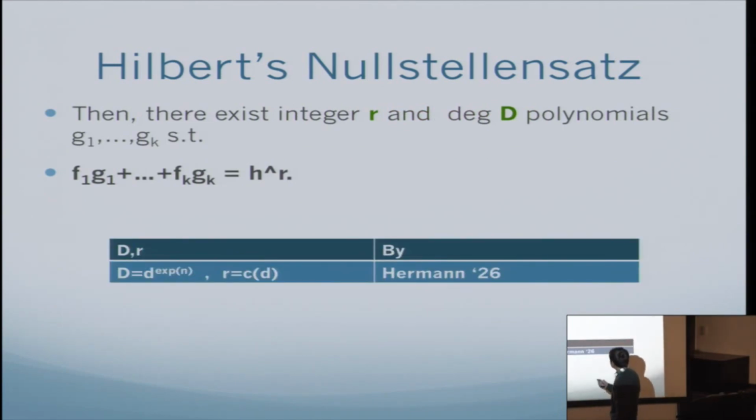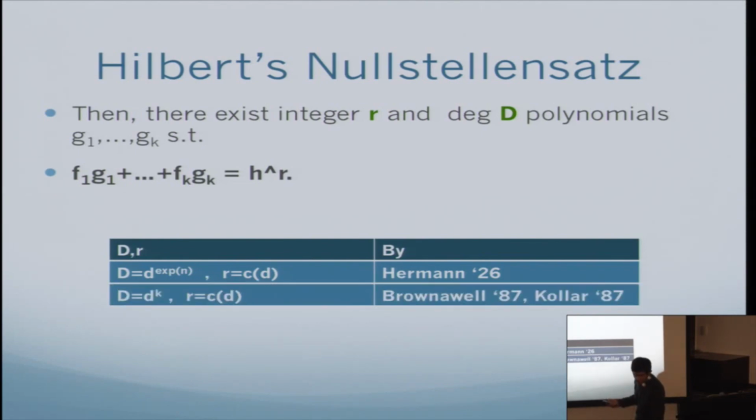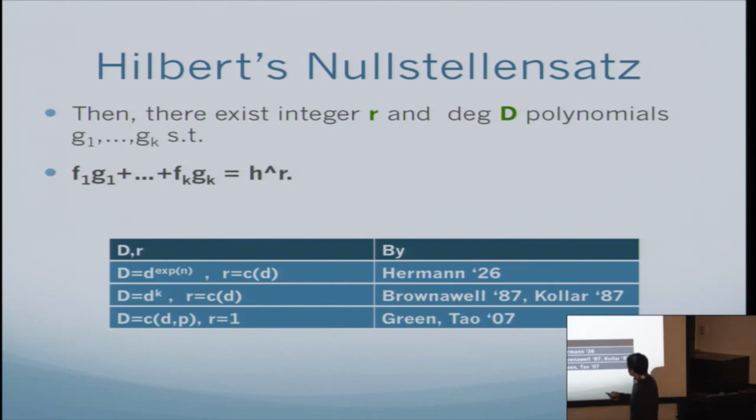Okay, so the first result is by Hermann, and she proved capital D is doubly exponential in n, and r is some constant depending on d, and there you really are working in the closure. Then Brownawell and Kollár, in a breakthrough work, were able to get it down to singly exponential. They proved that capital D is just d to the k and r is some function of d, again in the closure world.